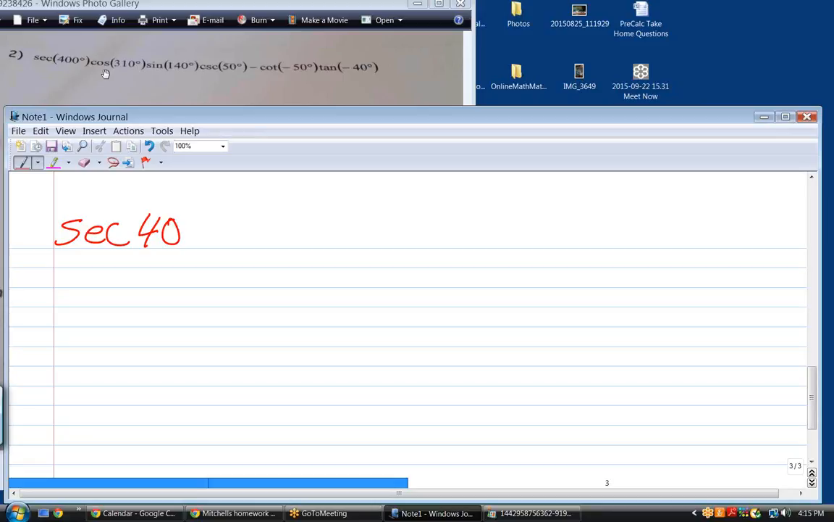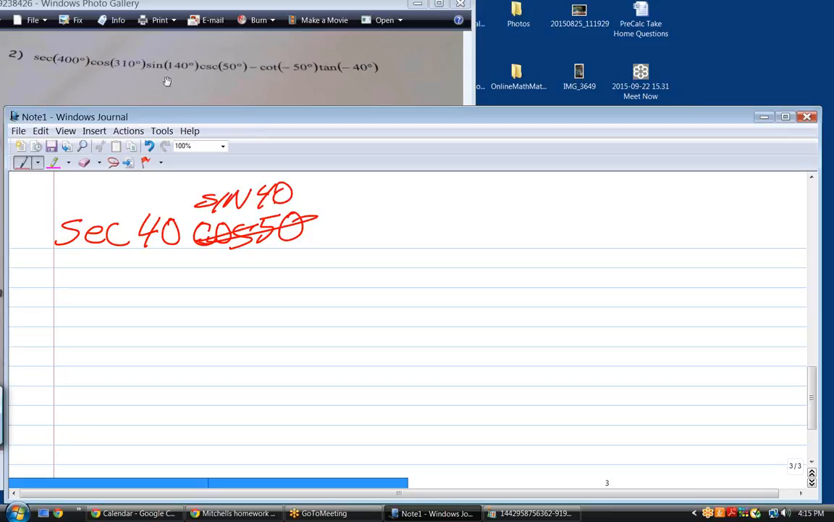Now, let's look at the cosine of 310. What is that the equivalent of? Wouldn't it just be cosine of 50? Yes. So let's go with that. And then cosine of 50 is the equivalent of what if I'm trying to turn it into 40? Sine of 40? Now we're rolling. Now we know we're going to be able to turn all of these into a 40-degree angle.